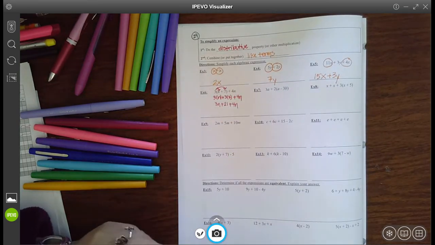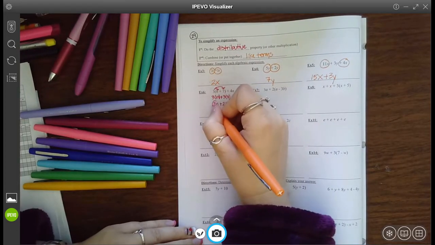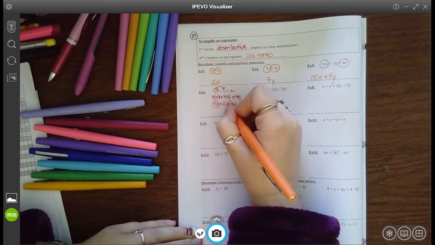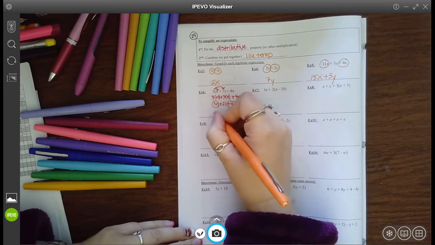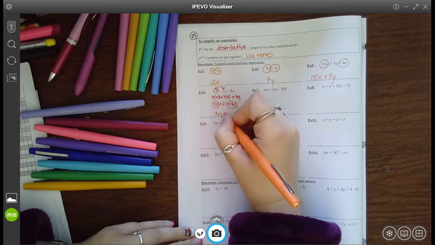Do you see any like terms? Yeah, I see this 3n and 4n. So those combine. 3 plus 4 is 7n, and then tack on your constant of plus 21.